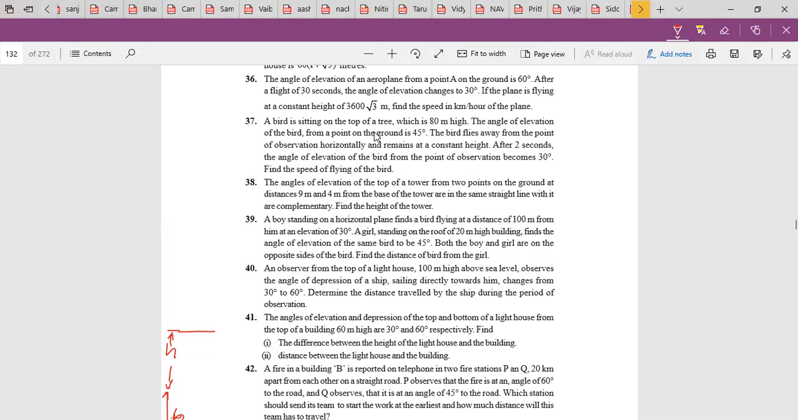The bird is sitting on the top of a tree, which is 80-meter high. The angle of elevation of the bird from a point on the ground is 45 degrees. The bird flies away from the point of observation horizontally and remains at a constant height. After 2 seconds, the angle of elevation of the bird from the point of observation becomes 30 degrees. Find the speed of flying of the bird.